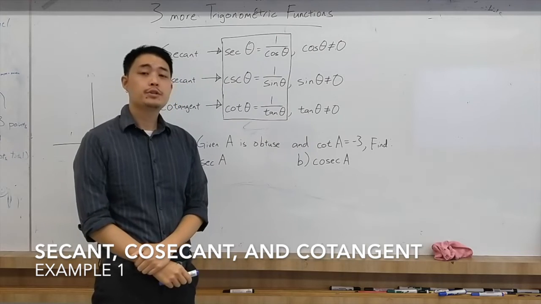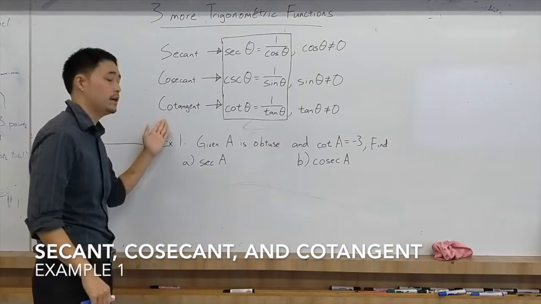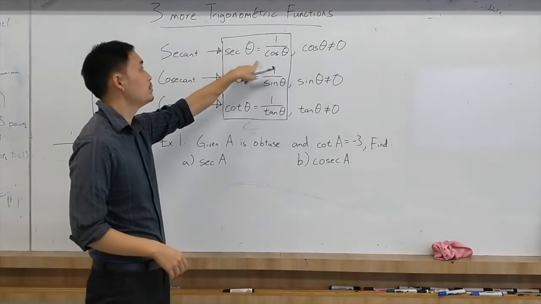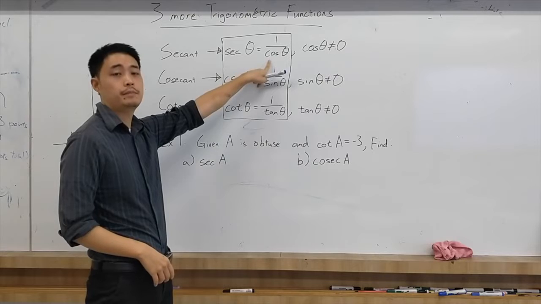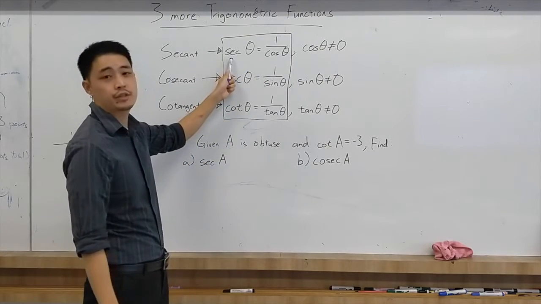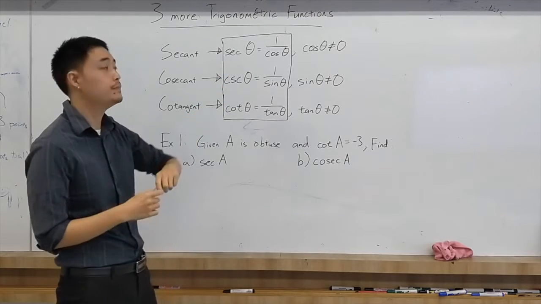Okay guys, today we're just going to talk about three additional trig functions, the secant, the cosecant, and the cotangent. The secant is just the reciprocal of the cosine. So you take that cosine function and you flip it upside down. That's obviously abbreviated as secant or SEC.